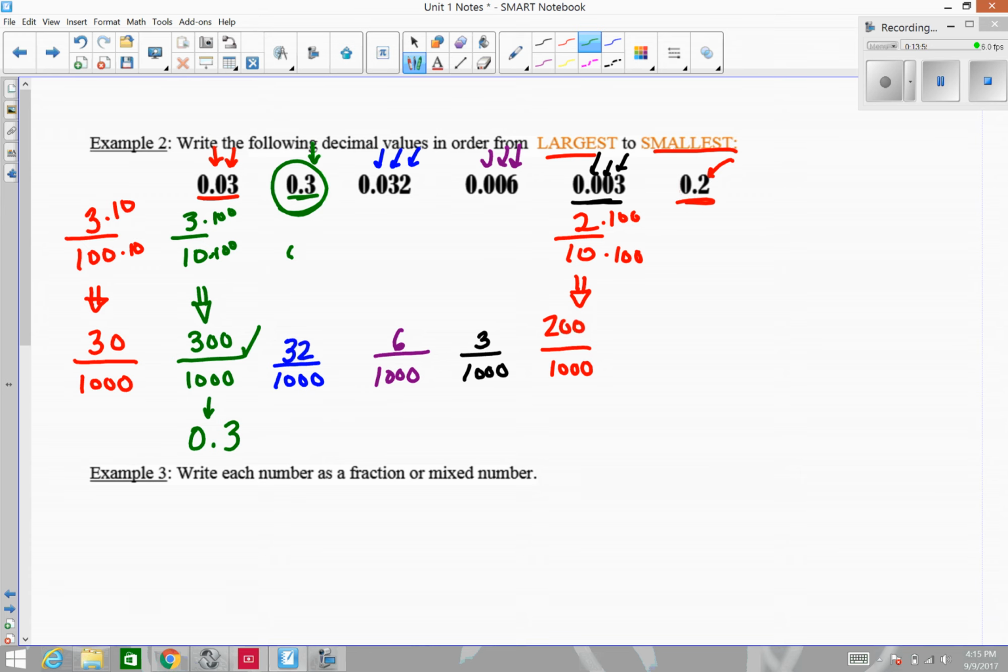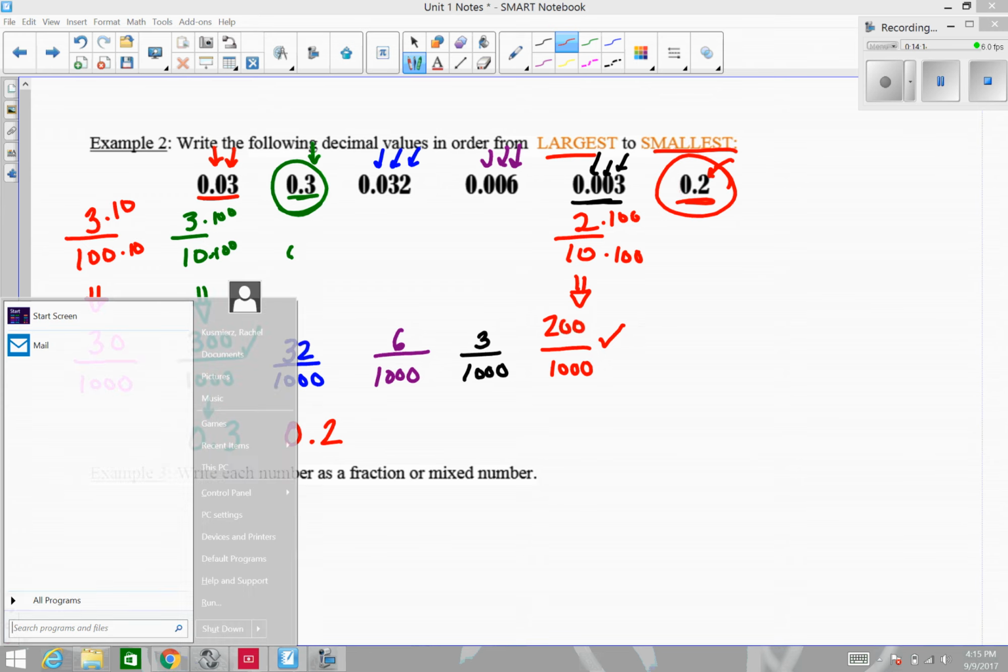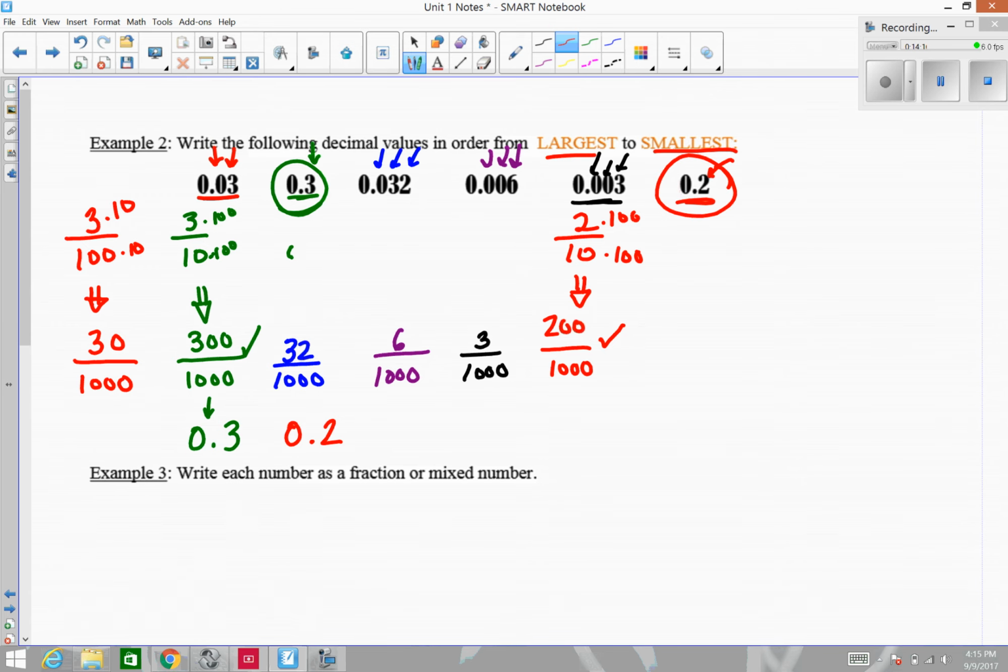The next largest one is 200 over 1,000. 200 over 1,000 was equal to our 0.2. That is our next largest number. So that takes care of that fraction. Now we want to look at our next highest, which would be the 30 over 1,000. 30 over 1,000 here is equivalent to 0.03.